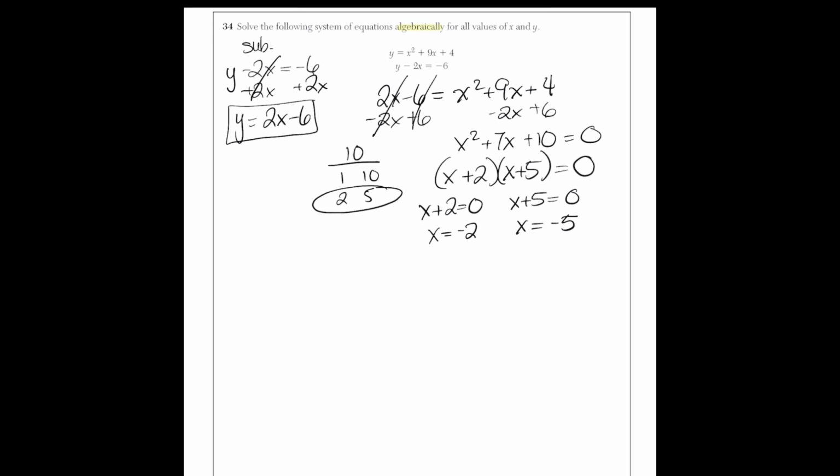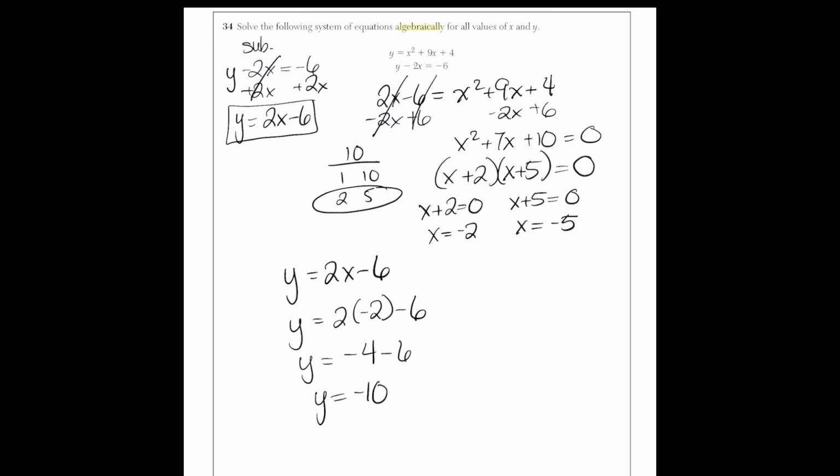All right, so this is a complex problem because you have to know how to work with the quadratics here. So now that I have this, I'm going to use my easier equation, honestly, to do my substitution. So y is equal to 2x minus 6. I'm going to do the negative 2 first. y is equal to 2 times negative 2 minus 6. So that's negative 4 minus 6. So y is equal to negative 10. And that means my first coordinate is going to be negative 2, negative 10.